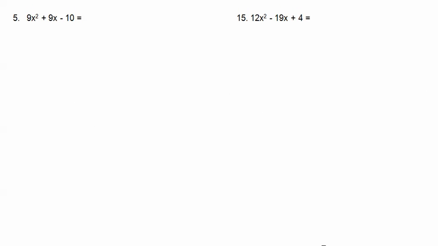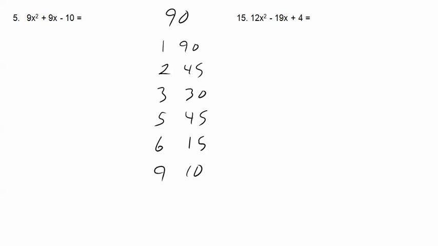Alright, here we go again. So 9 times 10 is 90. So we're looking for factors of 90 that when I subtract them equal 9. So again, this is one that might be good to do on the calculator. I'm going to go ahead and pause and write them out, and then you can take a look.